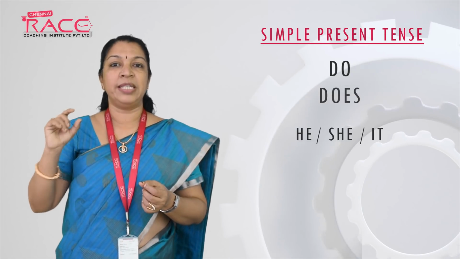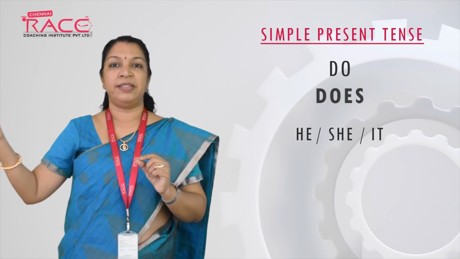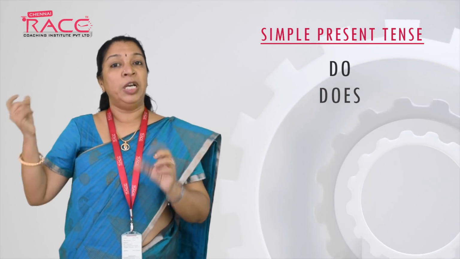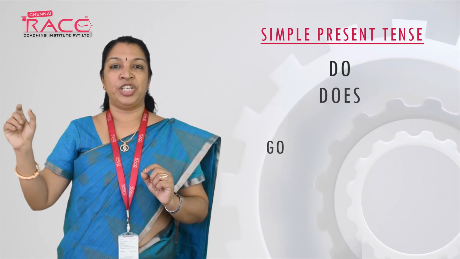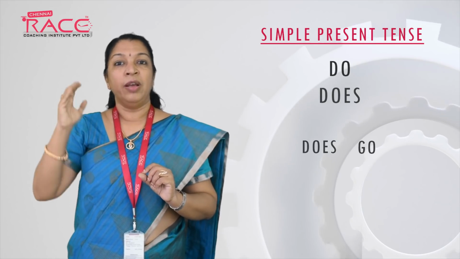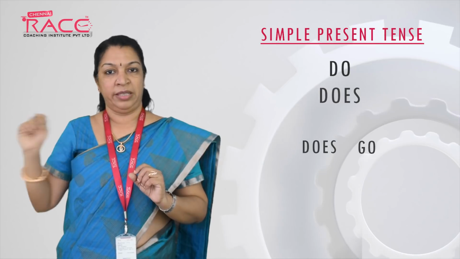So whenever it is he or she or it, we will take the help of does in the simple present tense. So let us take one main verb, go. So in the question, we will have does go. In the question, where does he go? How does he go? Etc.